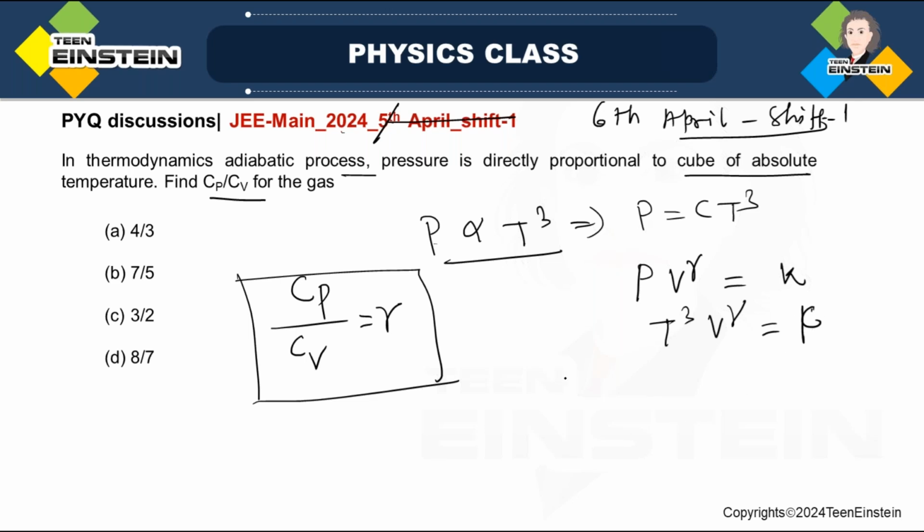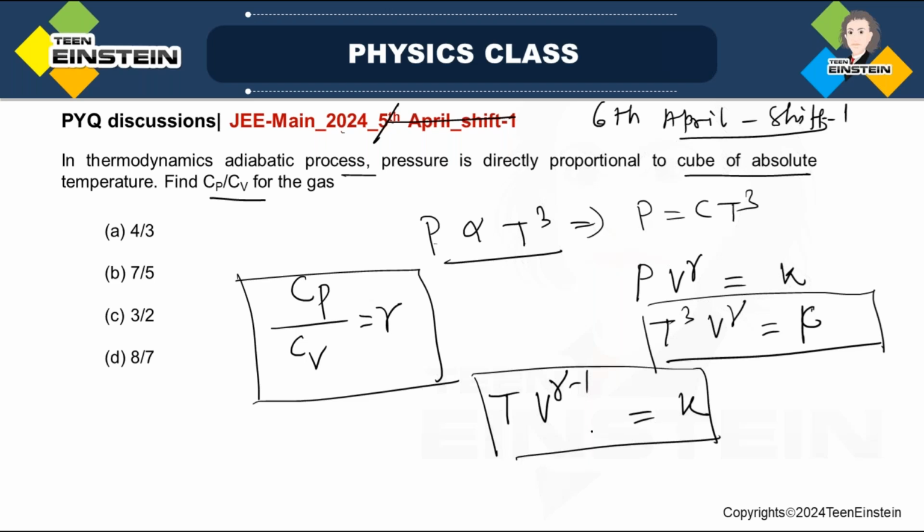Now I have to find out gamma. But how do you find out gamma over here? This is the relation for this particular gas I have got. But originally what I know is that T V to the power gamma minus 1 should be constant. Ideally, this is the original equation for adiabatic process. Let me just try to get it in this form.